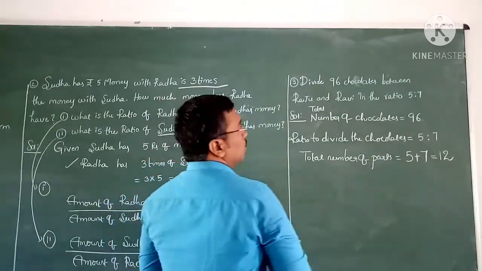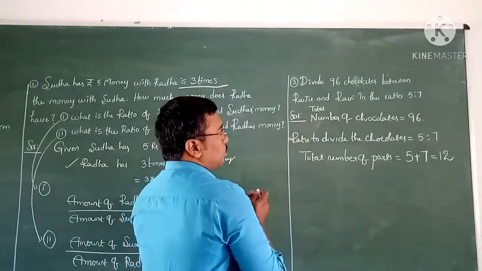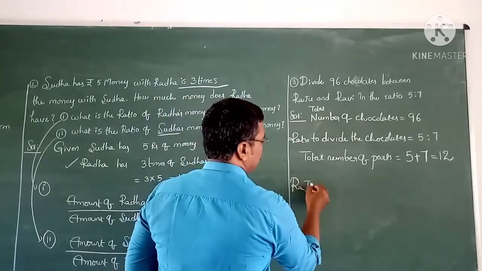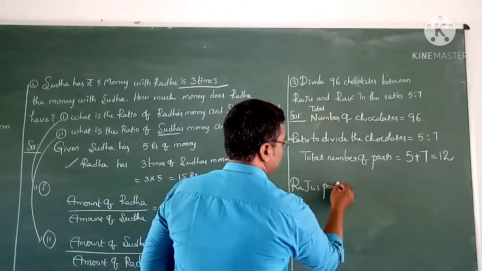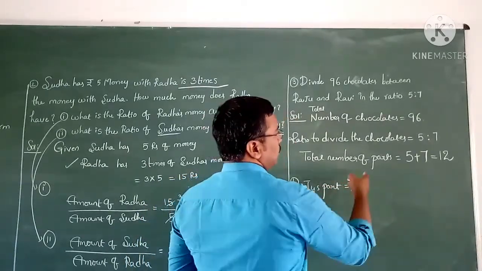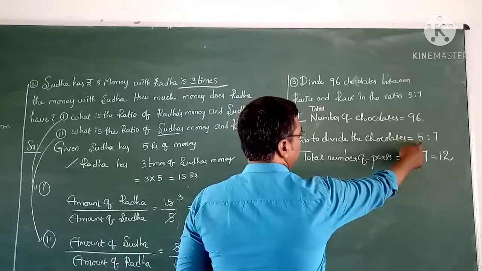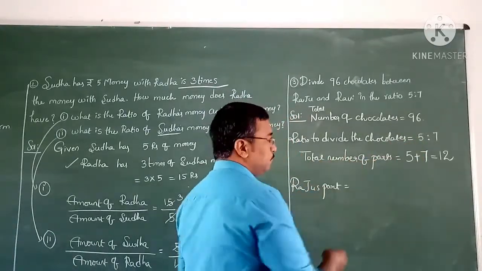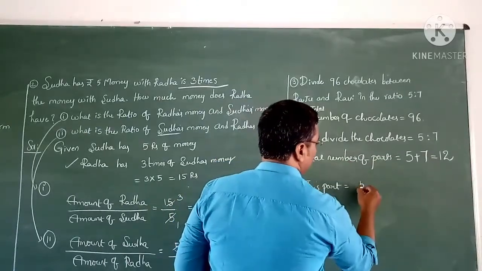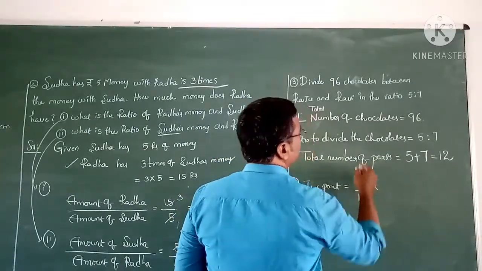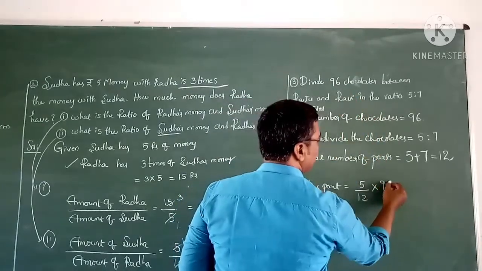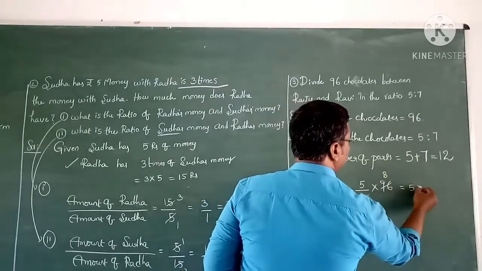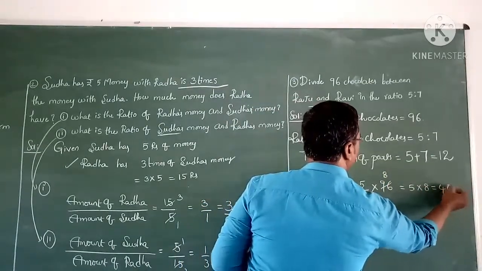So chocolates to be divided to Raju and chocolates to be divided to Ravi. Raju's part is equal to the ratio of parts, we are dividing 5 parts to Raju. Total number of parts 12. So 5 by 12 into total number of chocolates 96. 12 ones are 12, 12 eights are 96. 5 into 8, 40 chocolates.